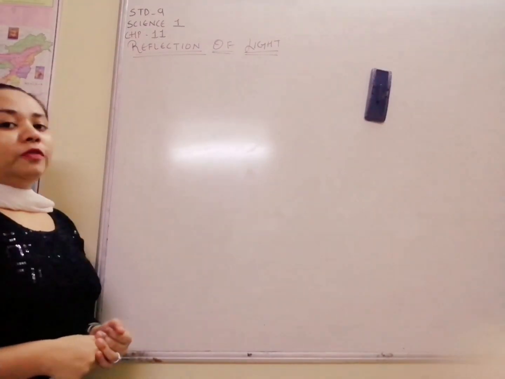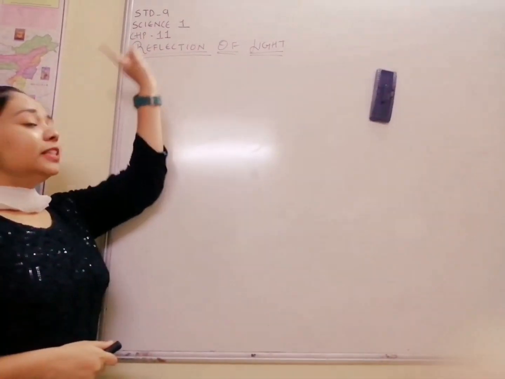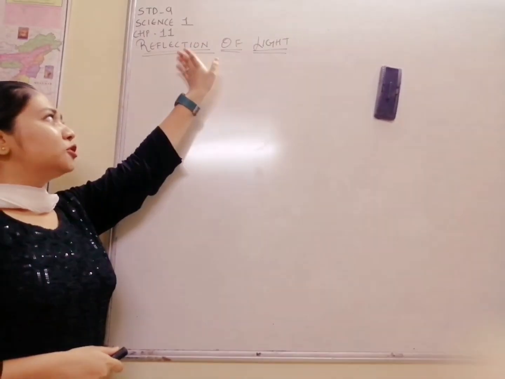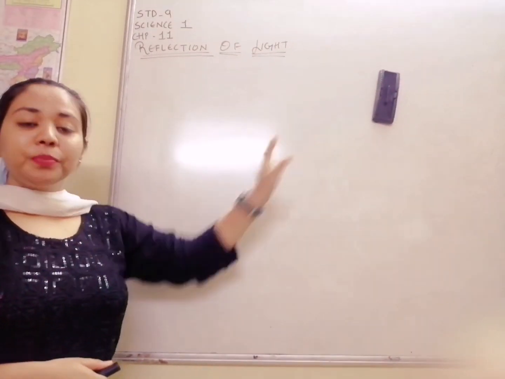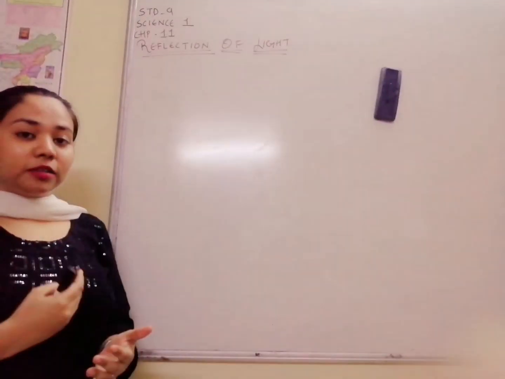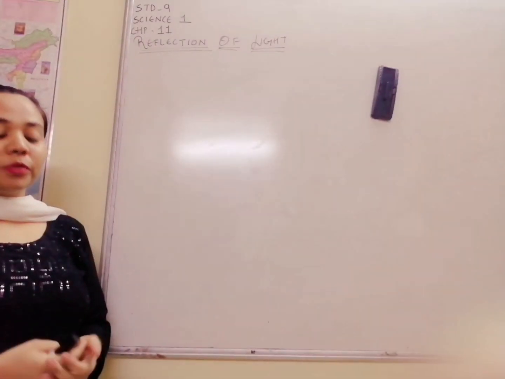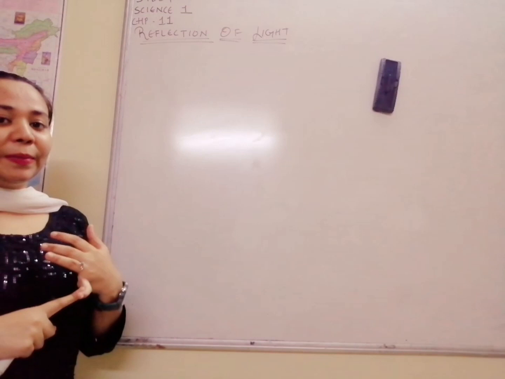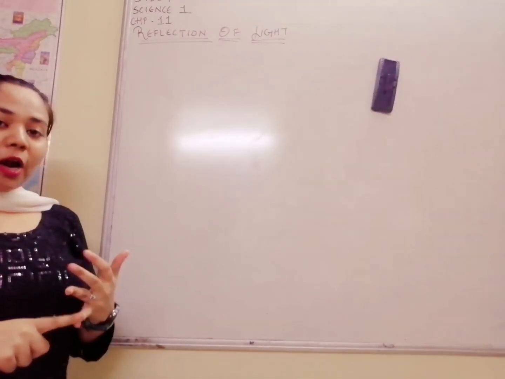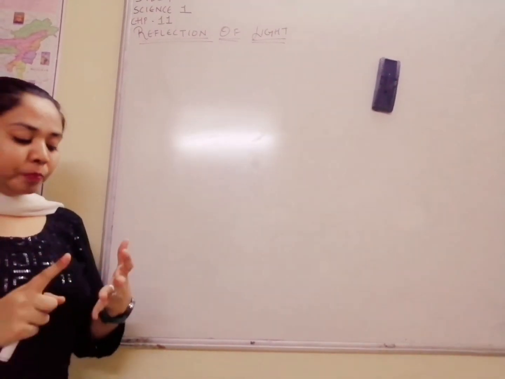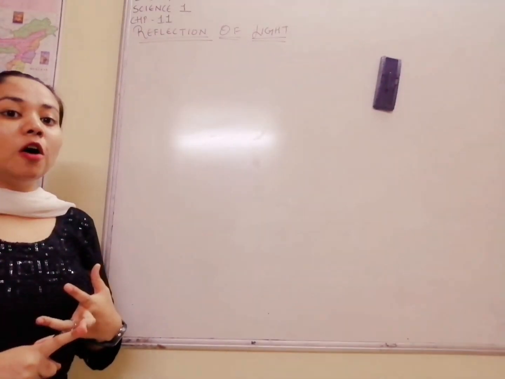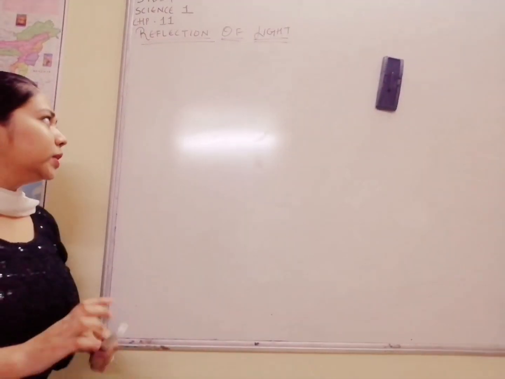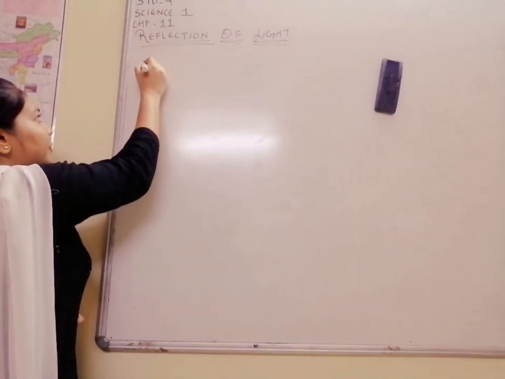Hello, so we are going to start with Standard 9, Science 1 chapter, that is reflection of light. In the previous lecture, we have studied what is reflection, and the best example of reflection is a plane mirror. And what are the criteria of plane mirror? Then we studied two types of spherical mirror. What were they? Two types of spherical mirror.